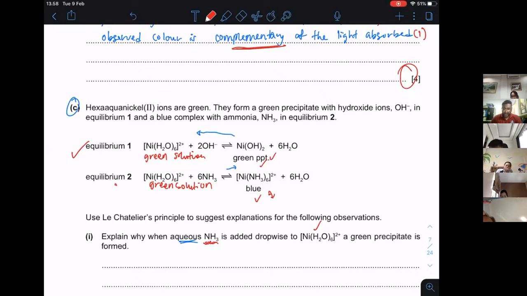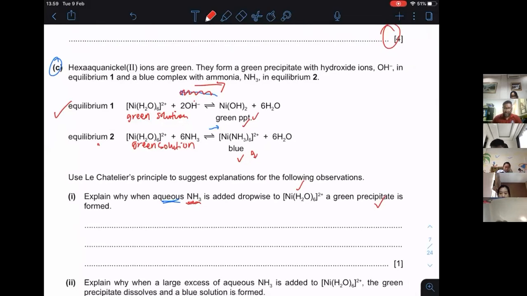Now this hydroxide, when you have more of it, according to LCP, when the OH- is more, the position of the equilibrium will shift to remove the excess hydroxide ion. So when the forward reaction is happening, you are going to get a green precipitate. So that's why they say the green precipitate is formed.